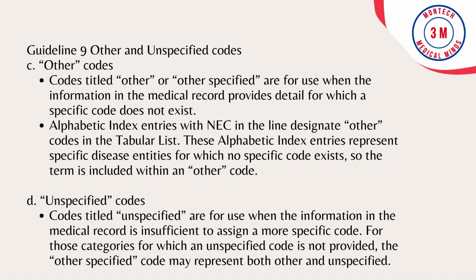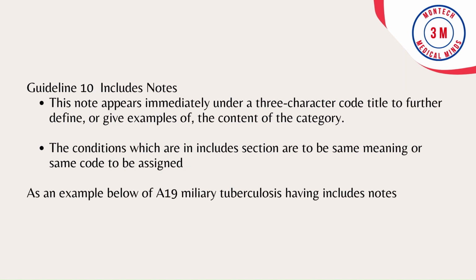D. Unspecified codes. Codes titled Unspecified are for use when the information in the medical record is insufficient to assign a more specific code. For those categories for which an unspecified code is not provided, the other specified code may represent both other and unspecified.